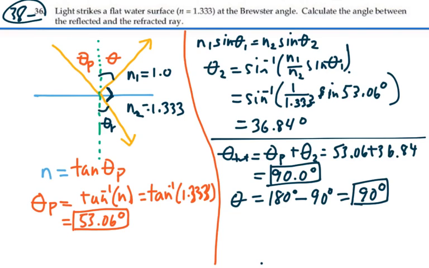You could prove that relationship by working this problem in general in reverse algebraically, but this kind of proves it just using numbers. 90-degree angle between the reflected and the refracted ray.